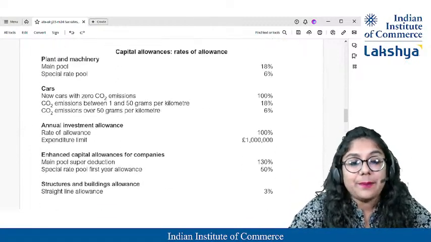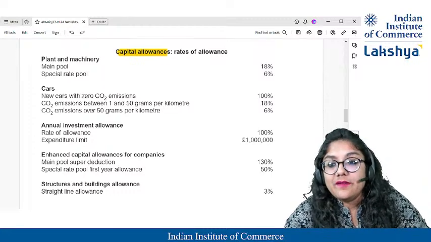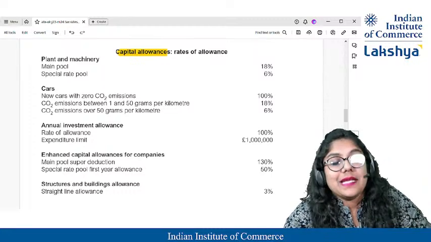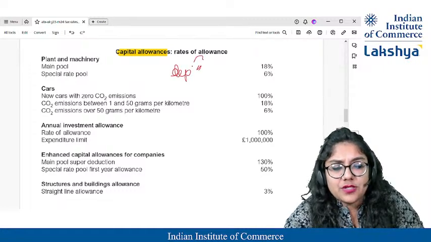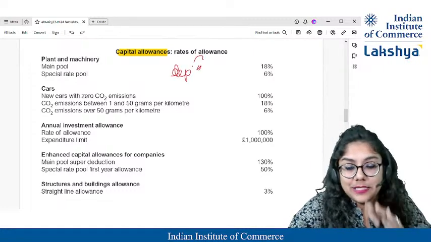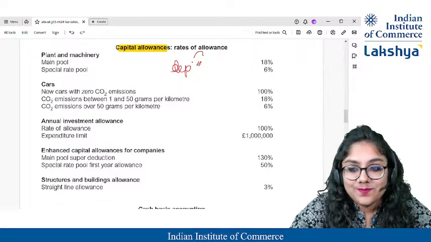Yes, some capital allowances over here. Why am I going fast? Because this is all something I don't have to read out, so you don't have to learn it. For depreciation they have asked us 18%, 6%, and so on.